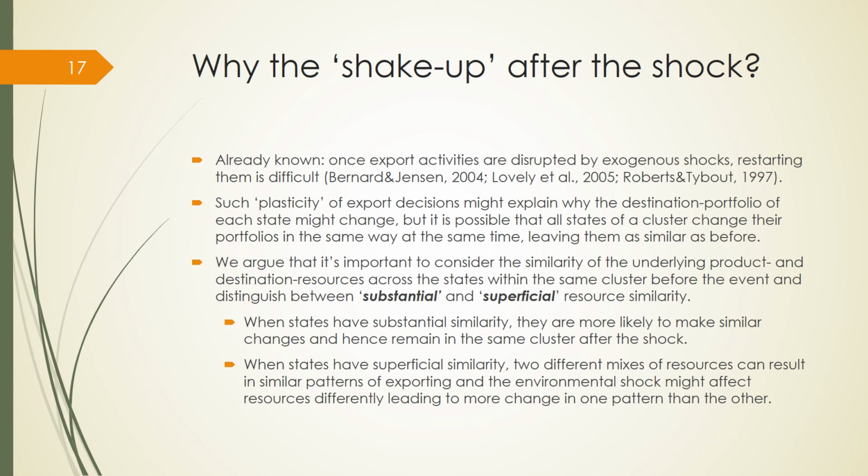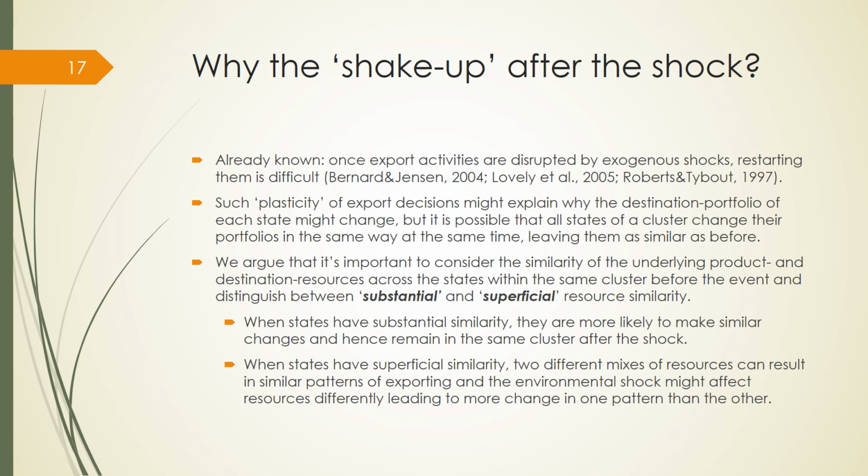This finding, along with some others not presented here, led us to theorize about the mechanism behind the changes in clustering. A first, incomplete as it turns out, explanation is that once the patterns of exports are disrupted due to exogenous shocks, restarting export activities is difficult. This might explain why the destination portfolio of each individual state might change, but leaves open the possibility that all states in a particular cluster change in the same way, leaving them as similar as before.